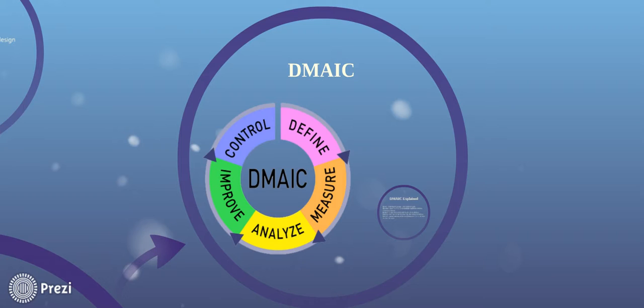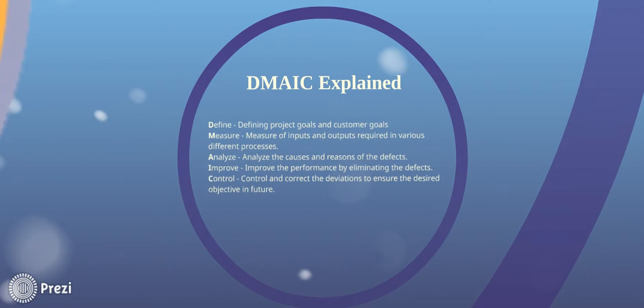The second approach of the principle of Six Sigma is the DMAIC approach, and this stands for Define, Measure, Analyze, Improve, and Control. Let's dig in to see what this means. The DMAIC approach can best be explained as defining the project goals and customer goals, measuring the inputs and outputs required in various different processes, analyzing the causes and reasons of the defects, improving the performance by eliminating the defects, and controlling and correcting the deviations to ensure the desired objective in the future.